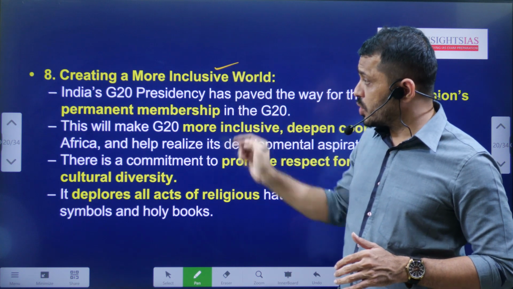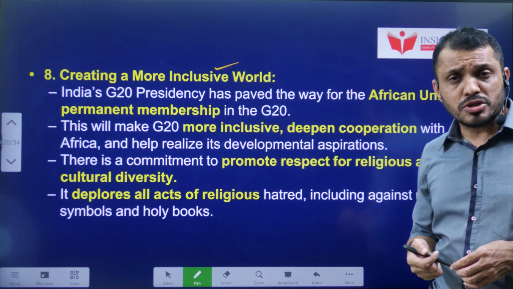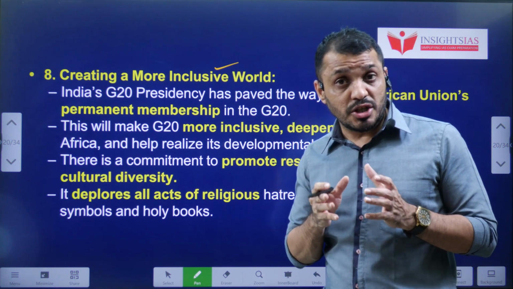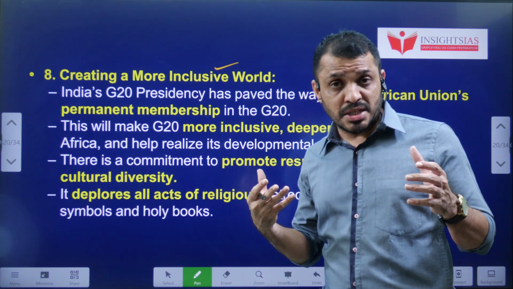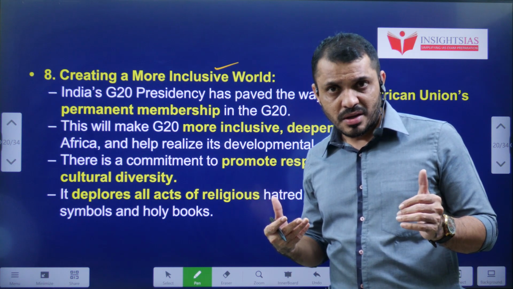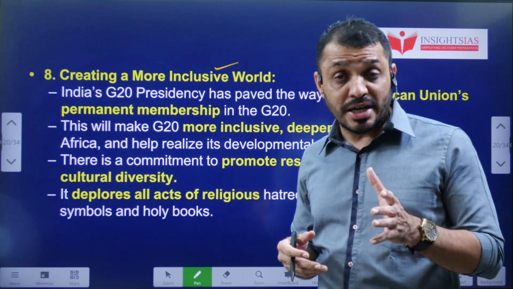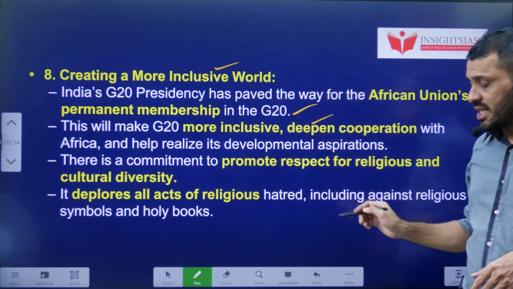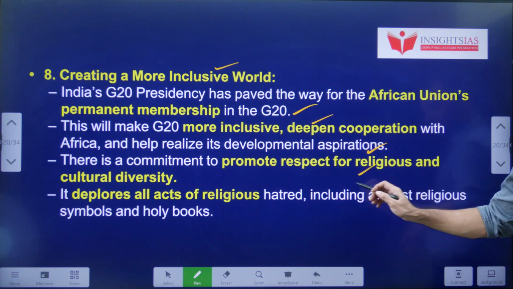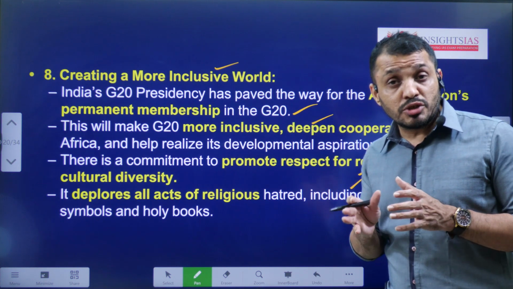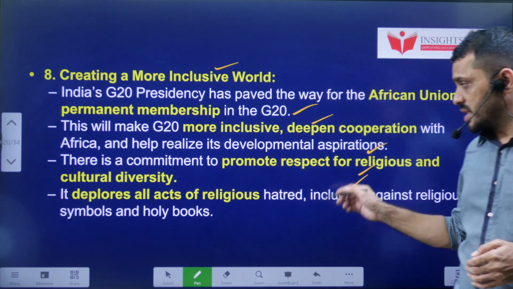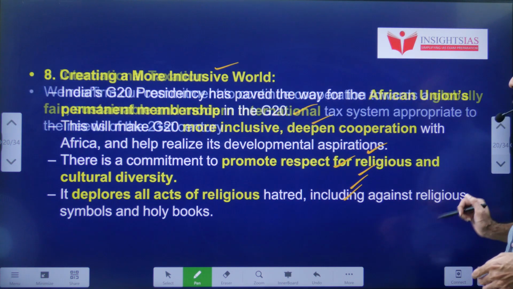Eighth one, creating a more inclusive world. This is about the G20 meeting, especially with the inclusion of the African Union, which is more inclusive in nature, because Africa represents around 100 to 120 crores of people and 55 nations. So we added inclusiveness, and we also expected that the G20 nations among themselves should improve their cooperation in various areas.